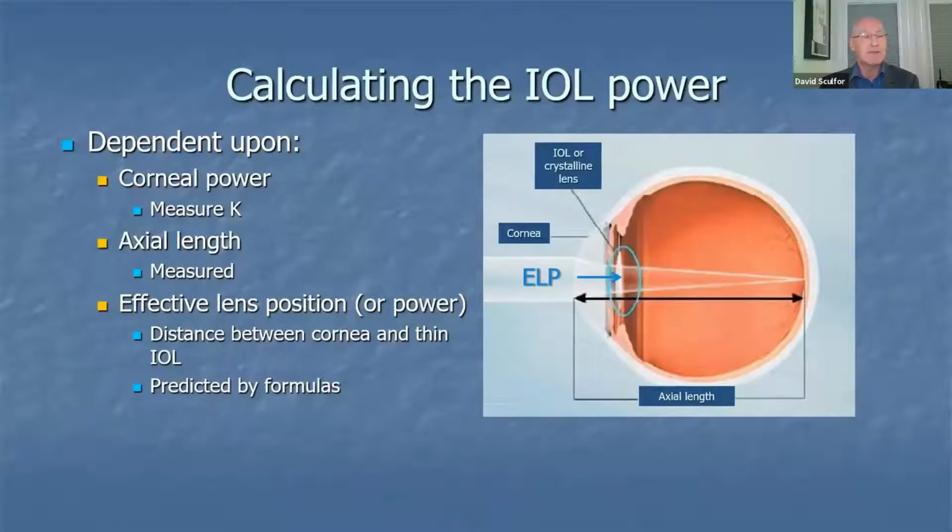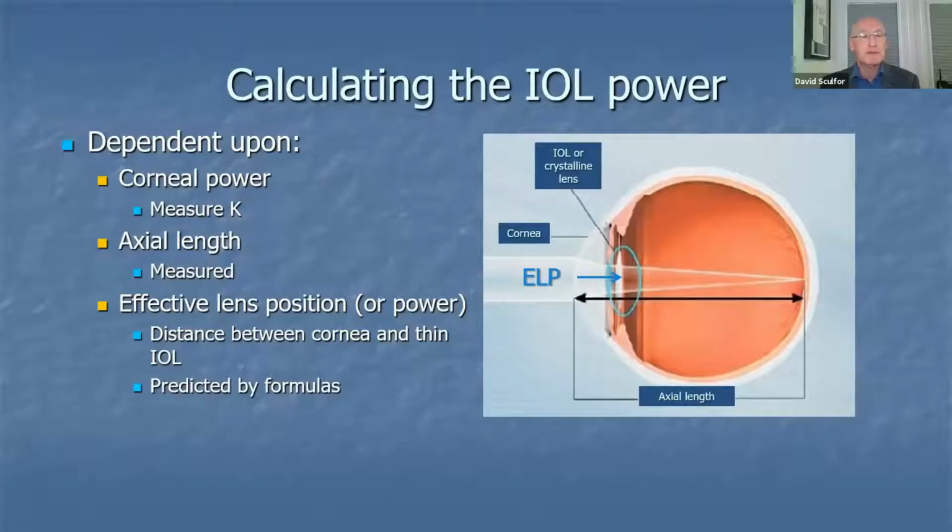It's very easy to get very good, accurate, repeatable measurements. The bit we can't measure, the bit we have to try and predict, and which all the formulas are trying to predict, is this thing called the effective lens position or effective lens power. This is the distance between the cornea and a thin IOL.